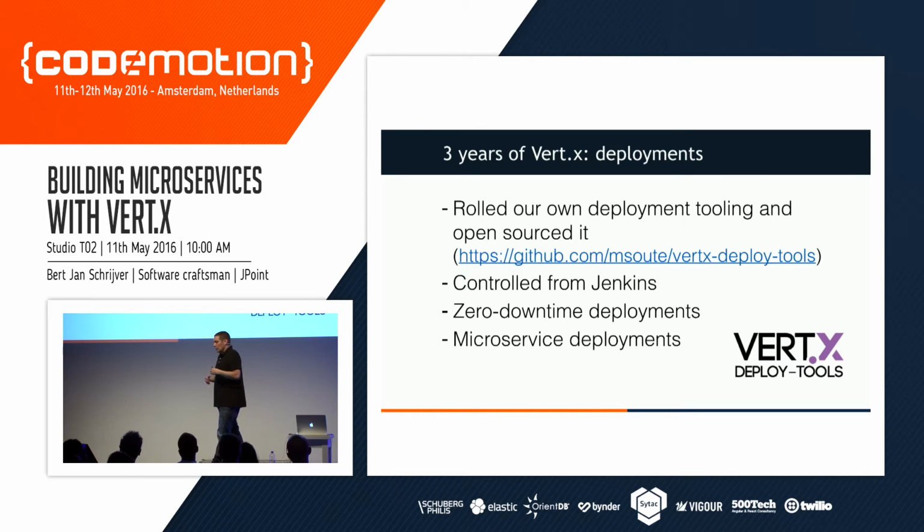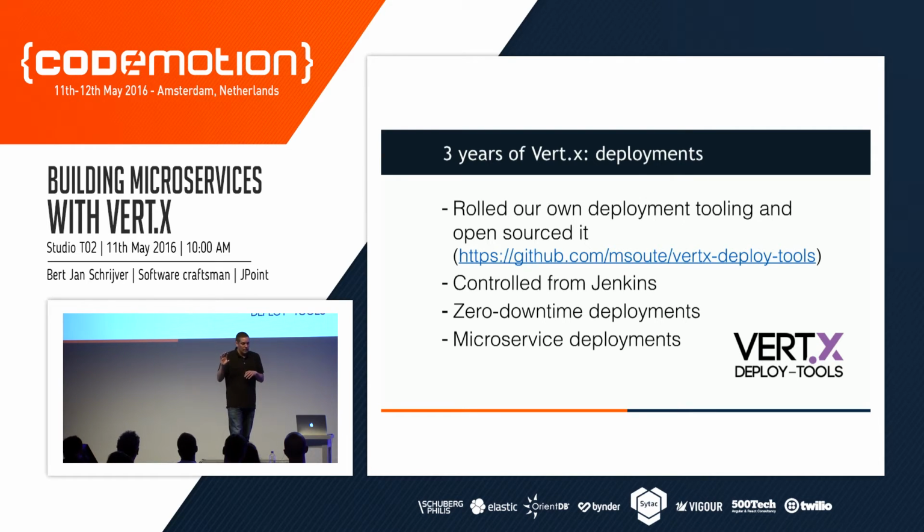There wasn't really good deployment tooling for Vert.x, so we had no other option, or well, there were other options, but we like to build ourselves what we've done. You can find it on GitHub. This is fairly advanced stuff. We have a Jenkins plugin to control these deployments. We have agents running on our machines, which are Vert.x agents themselves.